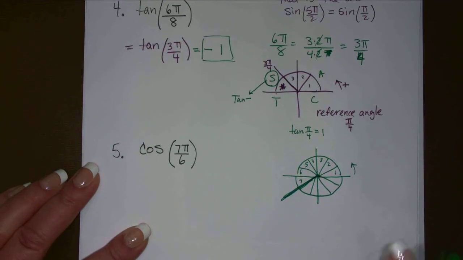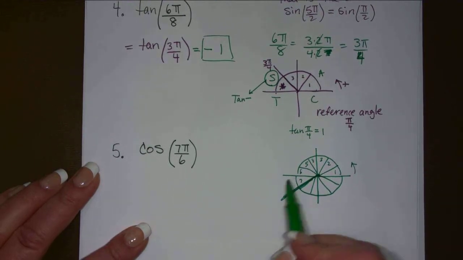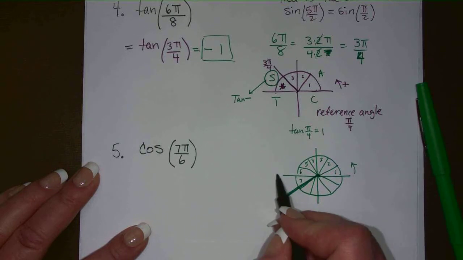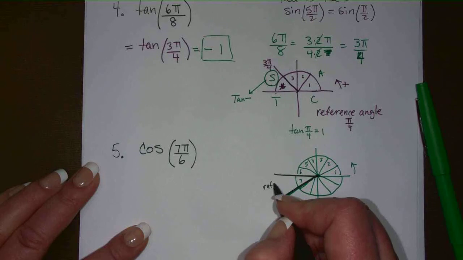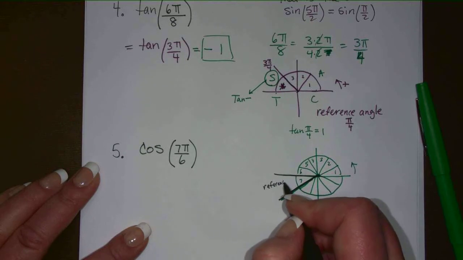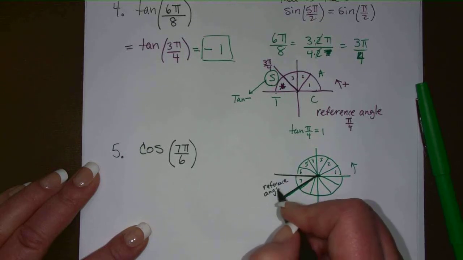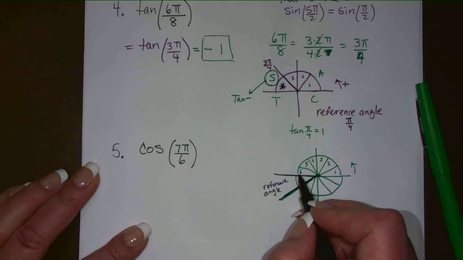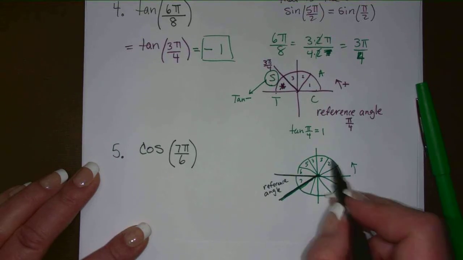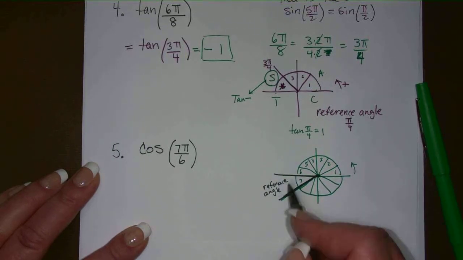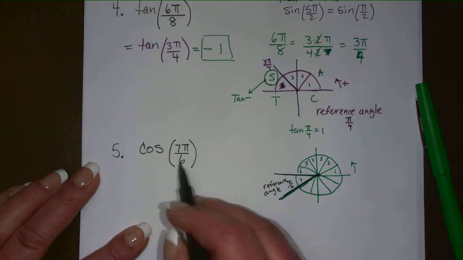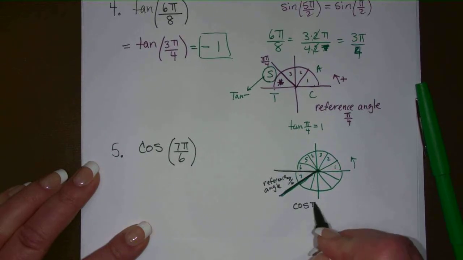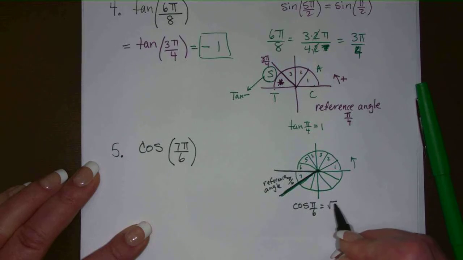The reference angle is always the angle between the terminal arm and the x-axis. Always the closest. If we're in this quadrant, it's always going to be here. If we're in this quadrant, it's here. So here's our reference angle, and how big is that piece? Pi over 6. So we're going to look up cos of pi over 6, which is √3 over 2.